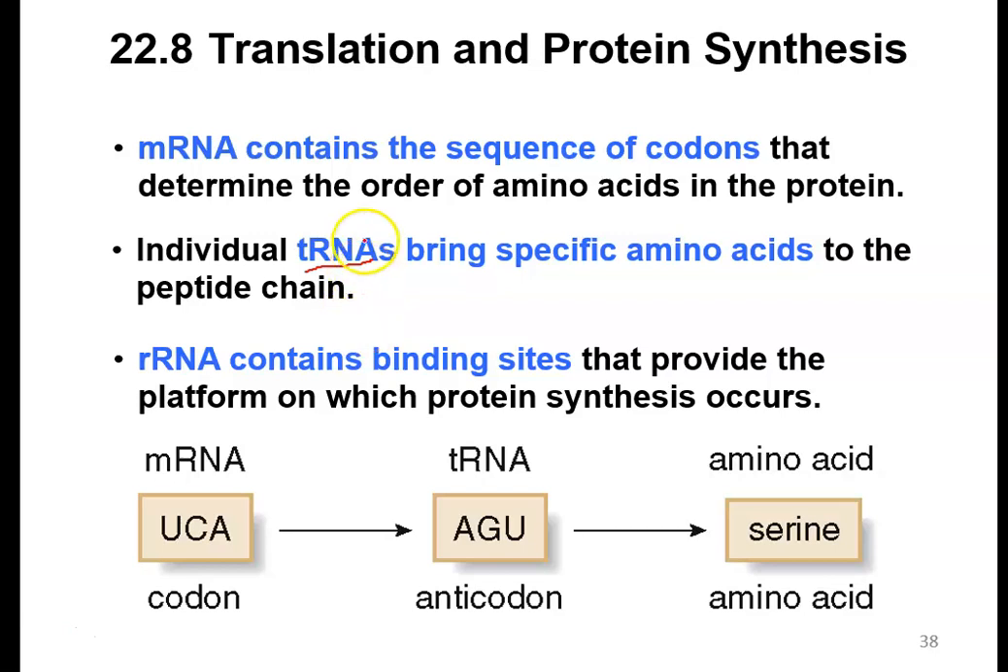So the messenger RNA contains a sequence of the codons that determines the amino acids of the protein. Individual tRNAs bring specific amino acids to the peptide chain. Remember that the tRNA was that clover looking thing. I'll try to write it here. It looked like that, and it has the anticodon on the tip, and then it has the particular amino acid that translates for that codon on the other end of it.